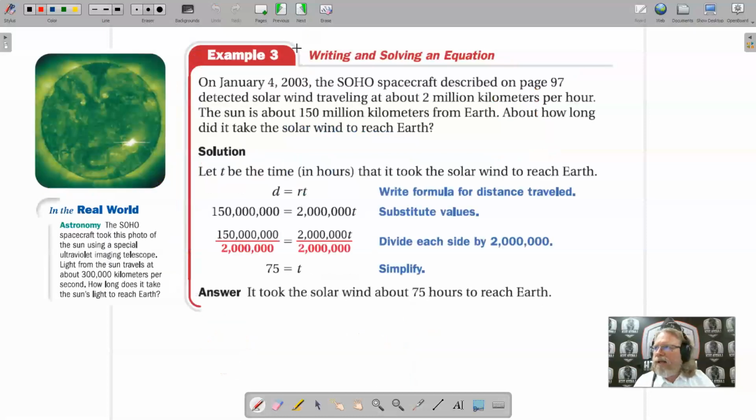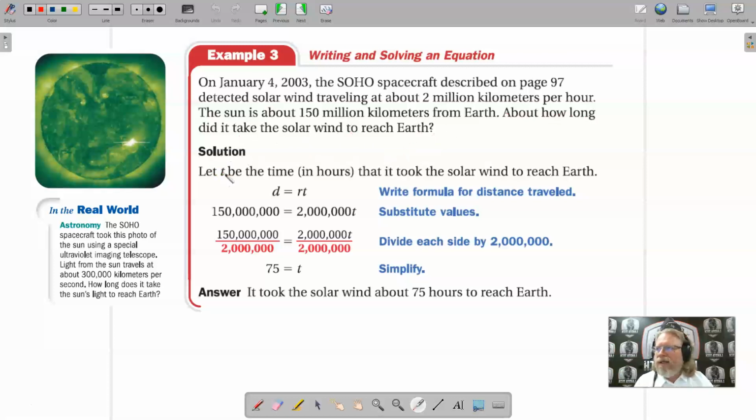So let's go ahead and look at that example about the SOHO. Was it a telescope? Yeah, it is a telescope. It's a special ultraviolet imaging telescope. So on January 4, 2013, the SOHO spacecraft described on page 97, that was back in the beginning, detected solar wind traveling at about 2 million kilometers per hour. It's pretty fast. The sun is about 150 million kilometers from Earth. About how long did it take the solar wind to reach the Earth?